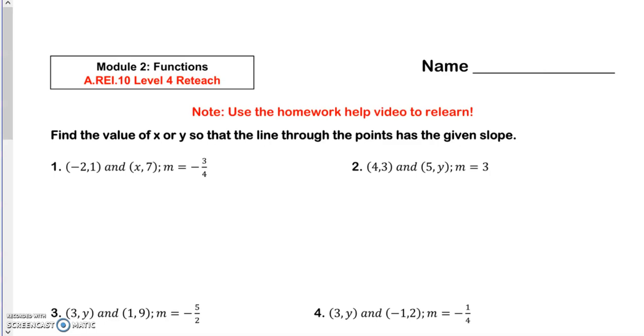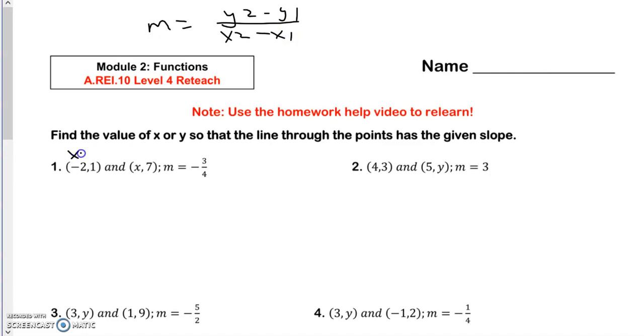Okay, we're doing Module 2 Functions, A.REI.10, Level 4 Reteach. So to find the x or y so that the line through the points has a given slope, I'm going to go back to something I know. I know the formula for slope is m equals y2 minus y1 over x2 minus x1. So I'm going to use this as my guide.